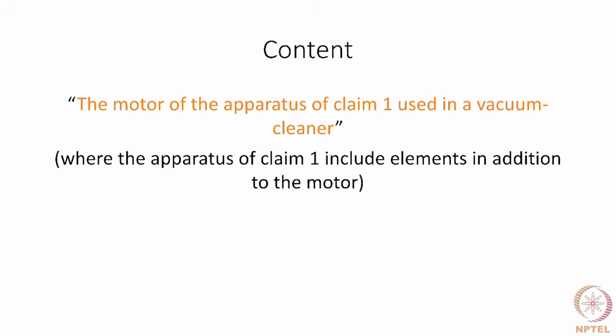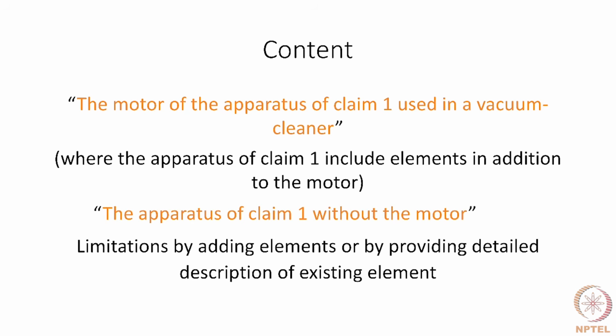Now let's look at this example. The motor of the apparatus of claim 1 used in a vacuum cleaner, where the apparatus of claim 1 includes elements in addition to the motor. Now you could use this to add further detail in claim 1. Now you cannot say an apparatus of claim 1 without the motor. That cannot be done.